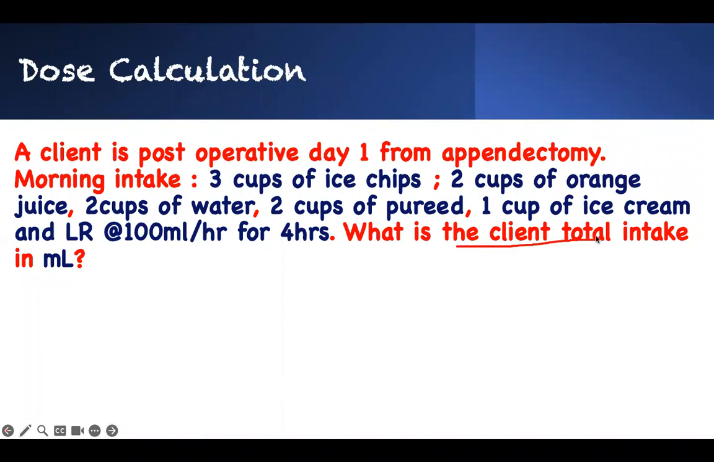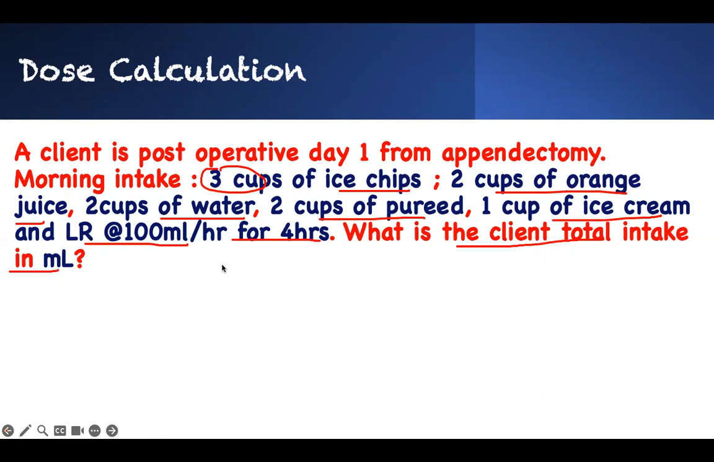What is the client's total intake? This is an intake question. A client post-op day 1 from appendectomy has 3 cups of ice chips, 2 cups of orange juice, 2 cups of water, 2 cups of pureed, 1 cup of ice cream, and is getting lactated Ringer's running at 100 ml for 4 hours. So what do you do? You take each one of them and then add them all together.